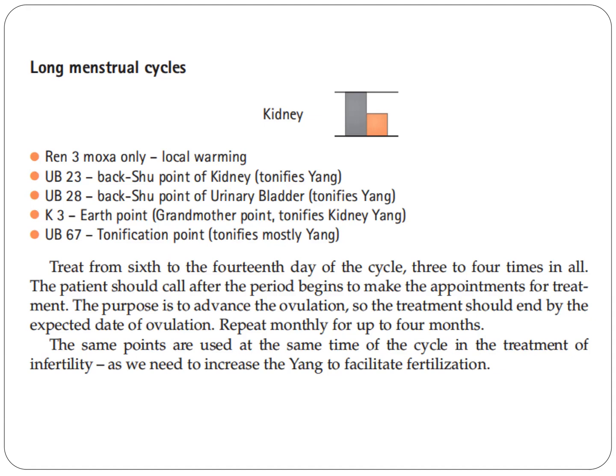The patient should call after the period begins to make the appointments for treatment. The purpose is to advance the ovulation, so the treatment should end by the expected date of ovulation. Repeat monthly for up to 4 months. The same points are used at the same time of the cycle in the treatment of infertility, as we need to increase the yang to facilitate fertilization. Okay?